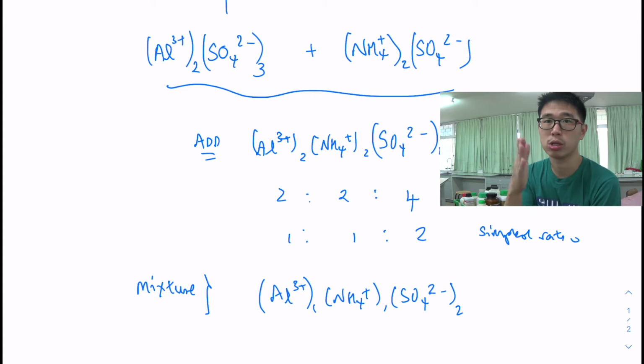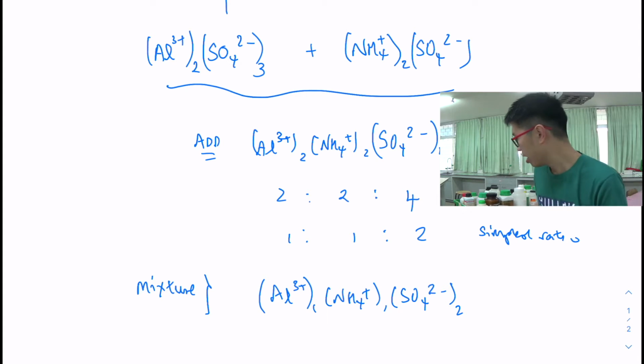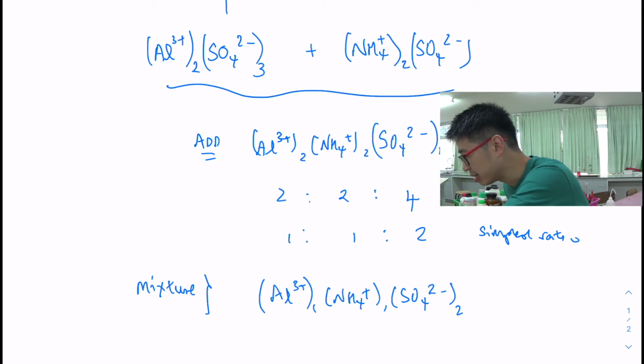So this is a mixture of two different salts. One is aluminum sulfate, the other one is ammonium sulfate. So it is white in color. The top is looking a bit disgusting, but I'll just show you very quickly.